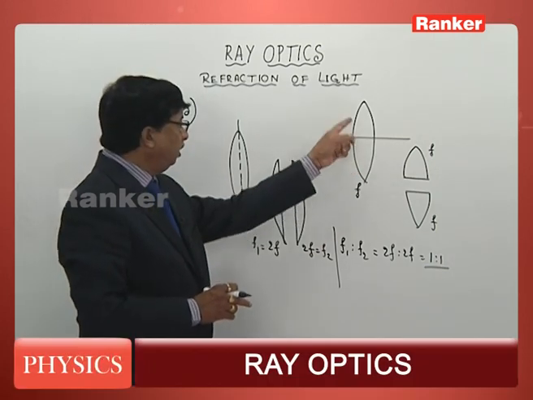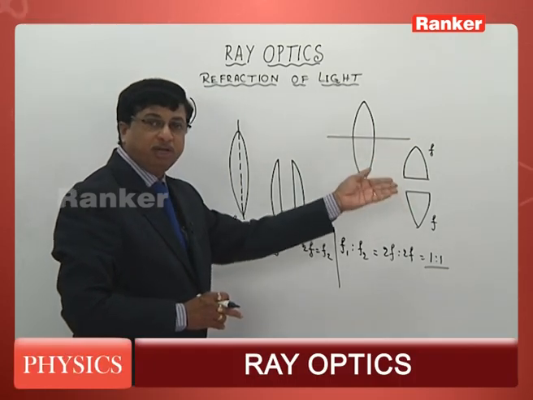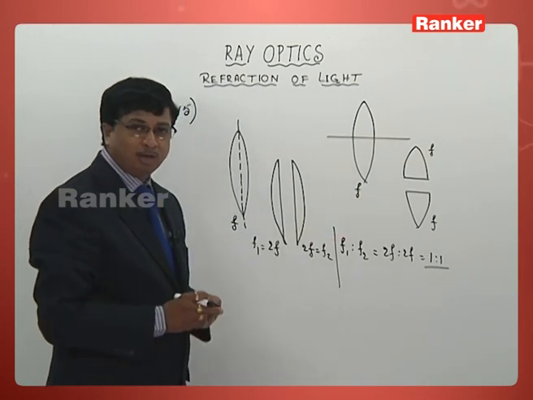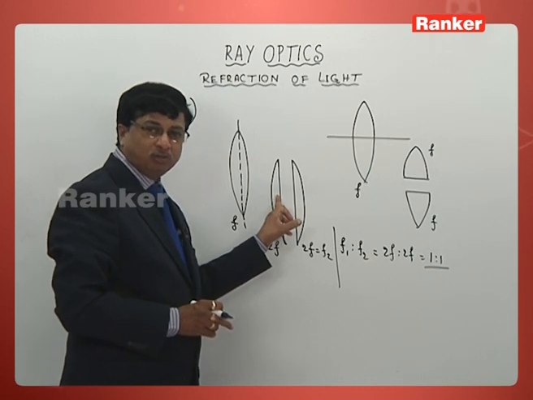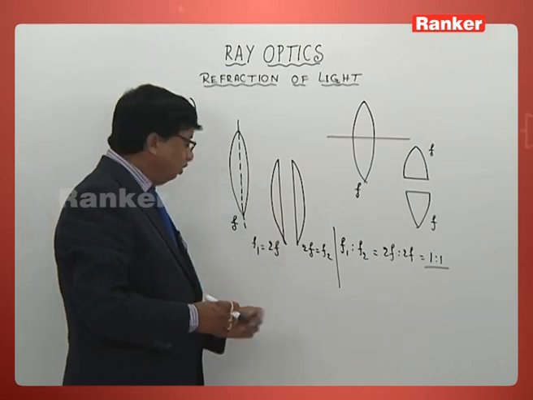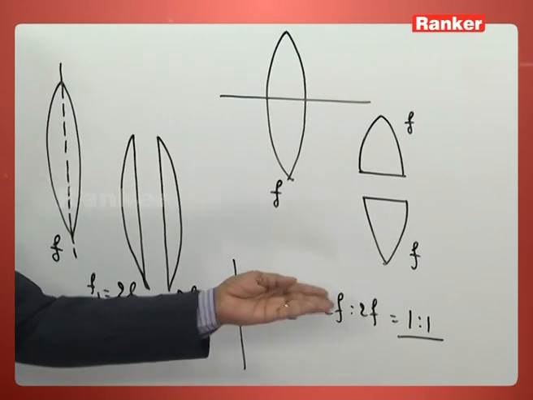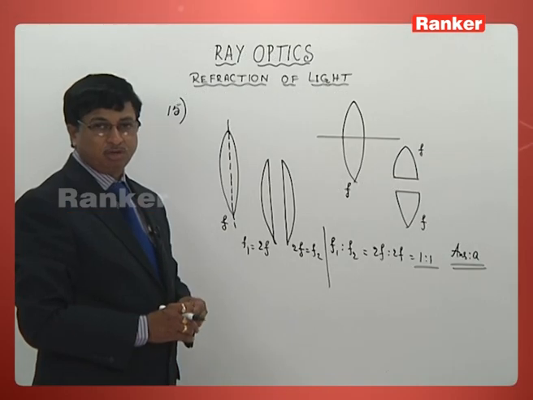If you cut like this, focal length of the original lens and the lenses thereby formed, both are going to be equal. Whereas when you cut it this way, each plano-convex lens will have double the focal length of the original lens. So 2f and 2f, that ratio he is asking, 1 is to 1, which of course is given as the very first option in the problem. So the correct option for problem number 15 is simply 1 is to 1, what we have to remember.